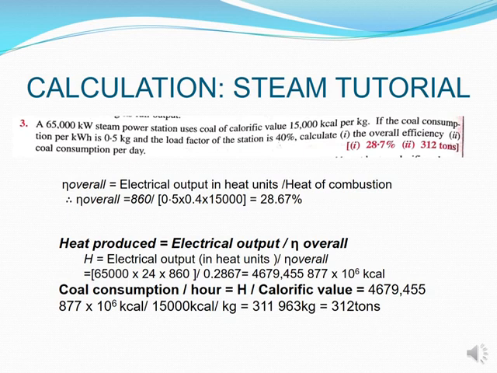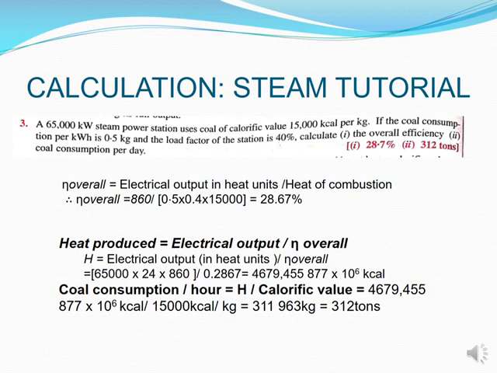Then the next step is my heat produced is equal to my electrical output over my overall efficiency. Now for my heat produced, I know it should be my electrical output in heat units over that efficiency, and that simply is the 65,000, luckily it's already in kilowatts, multiplied by the 24, and then I multiply again. 24 is the day. Remember, all of these things were per hour, but we know that in a day there's 24 hours. Then I multiply it by my 860. Then I divide by my overall efficiency that I just calculated, and that gives me this big value in kilocalories.